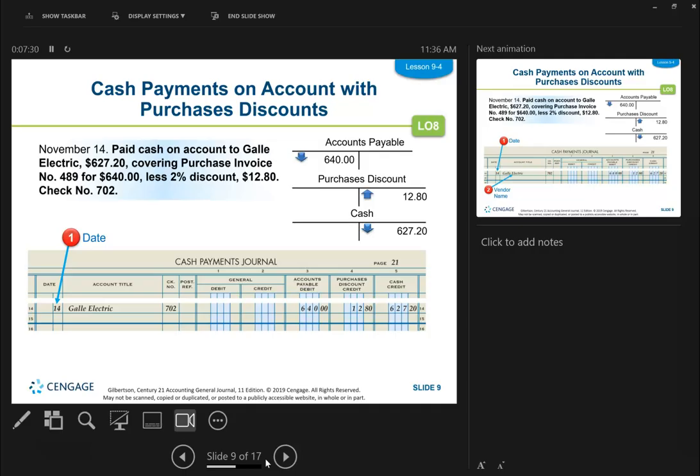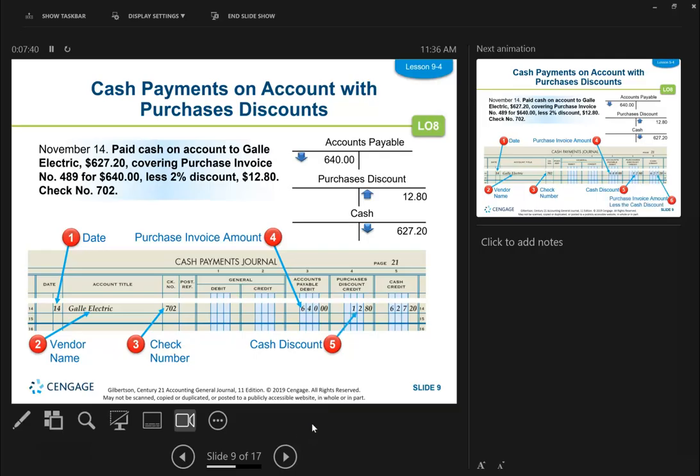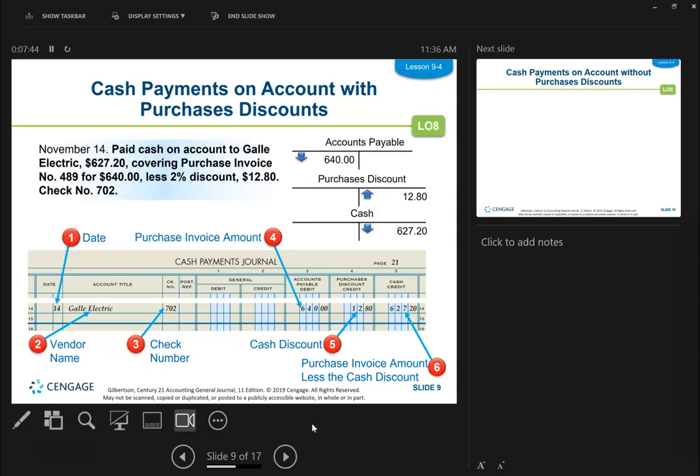Okay, so to transact this, we have our date, vendor, check number, accounts payable debit. We have our purchases discount credit and our cash credit. Notice that the sum of those credits has to equal the total debit for the transaction. Everybody feel good about what we just see here?